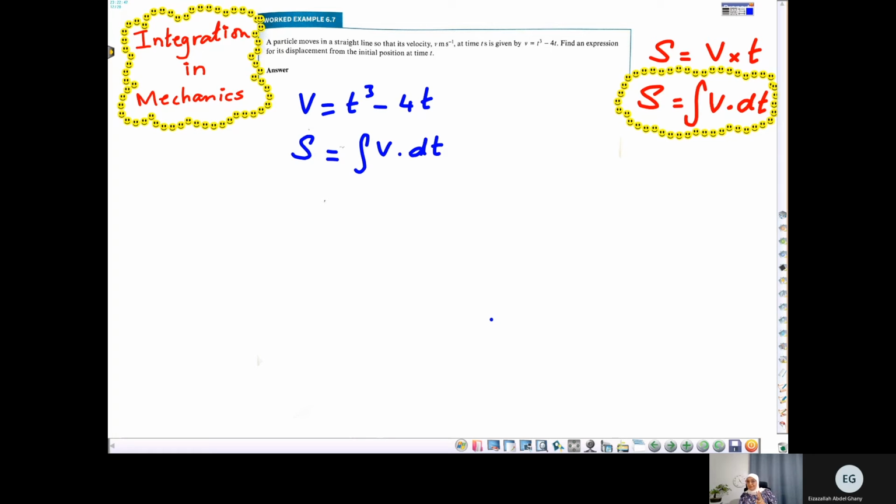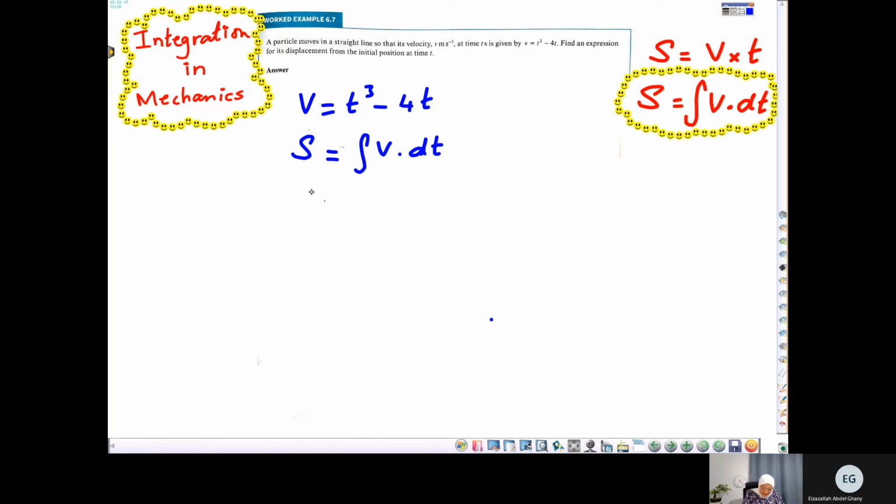We have two options. Either we don't have limits, so we just increase the power by 1 and divide by the new power, and add c. But if we have limits, we increase the power by 1 and divide by the new power, with no c. Let's do both.